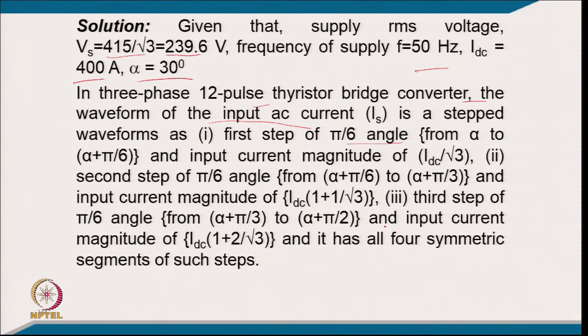The first step of pi by 6 angle, from alpha to alpha plus pi by 6, has the input current magnitude IDC by 3. The second step of pi by 6 angle, from alpha plus pi by 6 to alpha plus pi by 3, has the input current magnitude IDC (1 plus 1 by root 3). The third step of pi by 6 angle is from alpha plus pi by 3 to alpha plus pi by 2, and the input current magnitude is IDC (1 plus 2 by 3) into IDC. It has all 4 symmetric segments of such a step.